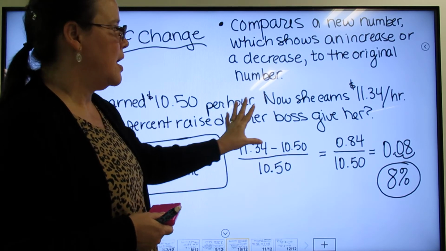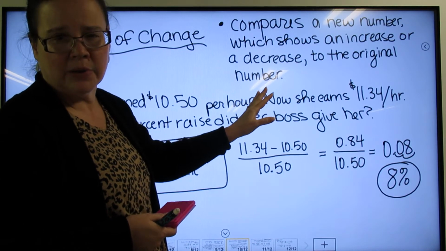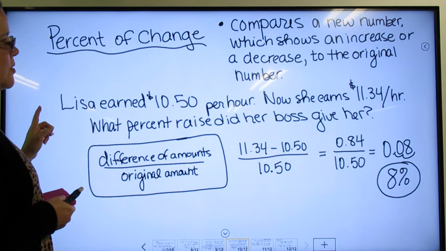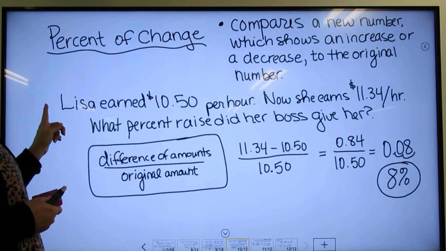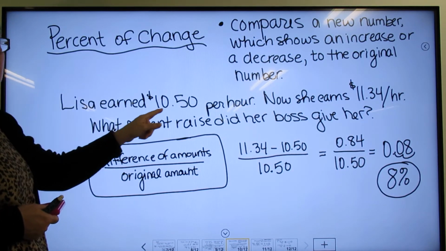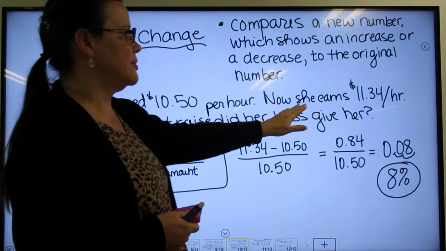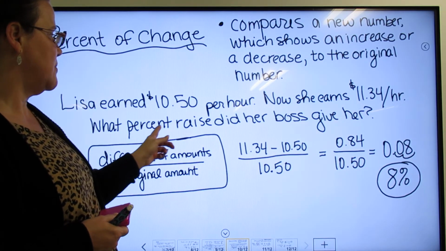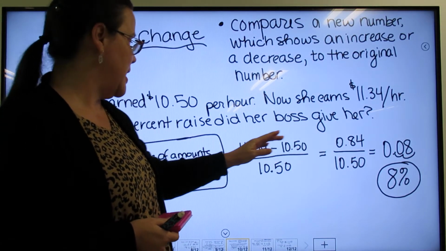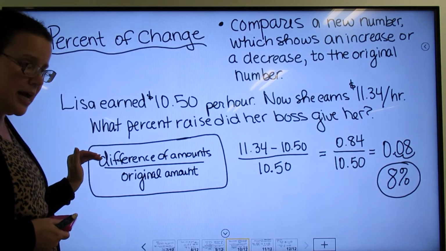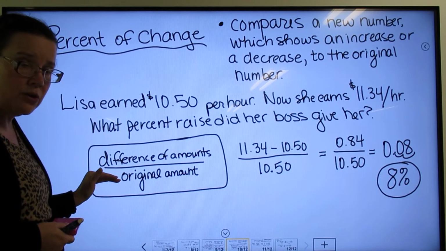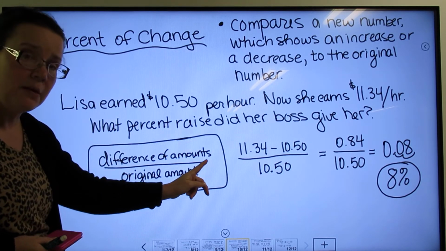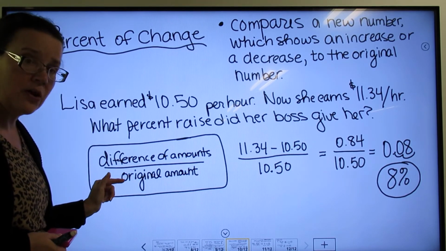And so you could figure out money and budget-wise by some of this information given. So I gave out the word problem that Lisa earned $10.50 per hour, and now she earns $11.34. So she got a raise, so that's a good thing, right? And what percent raise did her boss give her? And you have to find the difference of the amounts and then divide it by the original. This is the percent of change formula. Find the difference of the amounts and divide by the original amount.